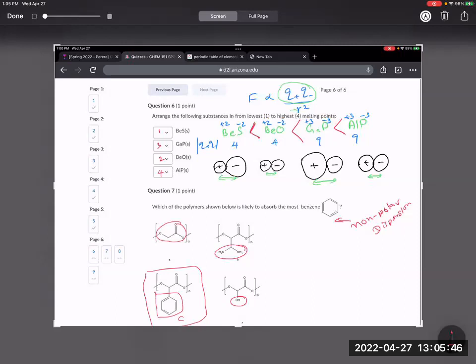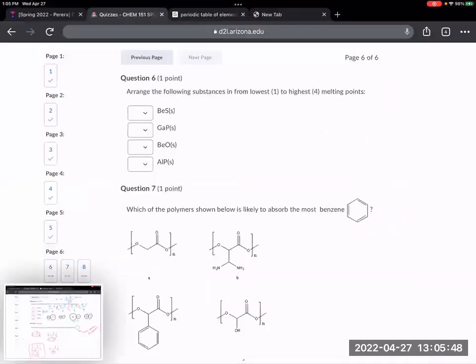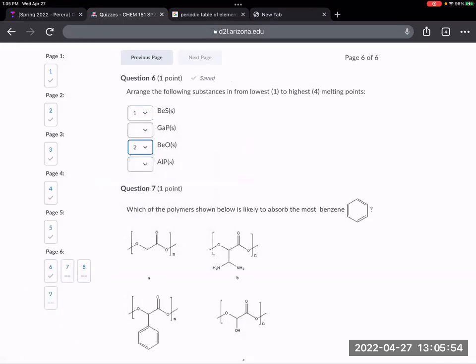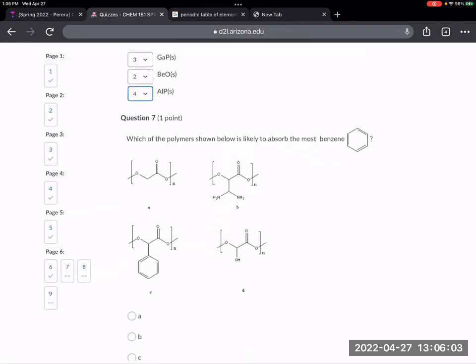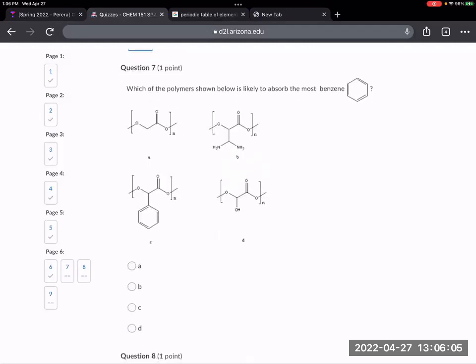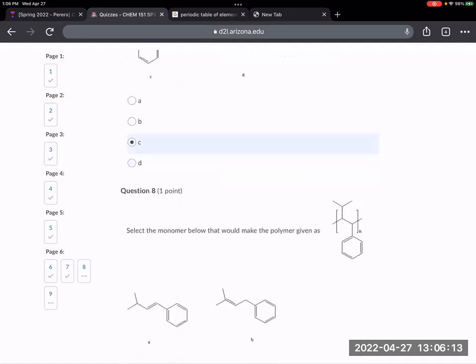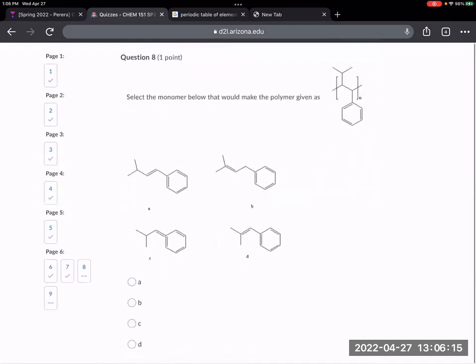Okay, so let's go back and enter those answers. Right, so beryllium sulfide is 1, beryllium oxide is 2, gallium phosphide 3, and aluminum phosphide is the strongest ionic force, highest melting temperature. And then when it comes to question 7, option C is the correct answer, because it's going to be more non-polar, just like benzene. Like interacts with like. Okay, now moving on to question 8.